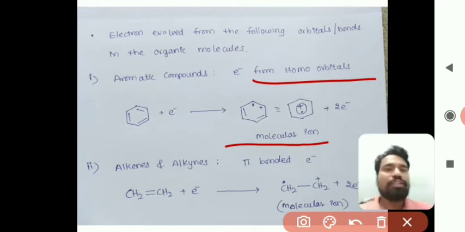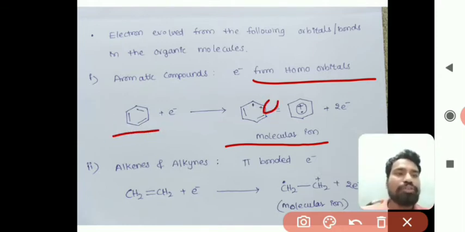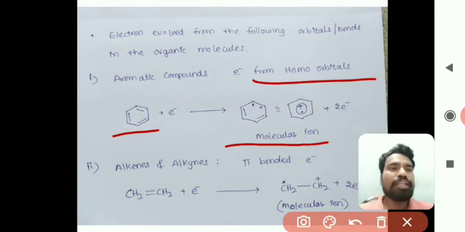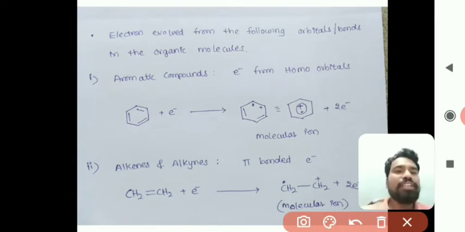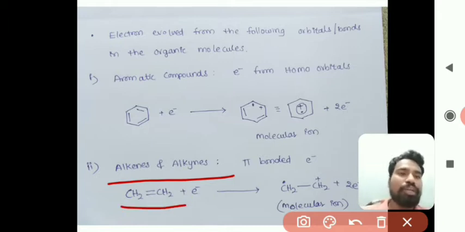Observe here, this is benzene. One electron is removed from here, so that you get a positive charge. After that you get this, and then two electrons have come out. So in all aromatic compounds, the pi bonded electron will be evolved. This is the first thing. The next thing is alkenes and alkynes. Of course, as we know, alkenes and alkynes all have pi bonded electrons, hence automatically one pi bonded electron will be evolved.